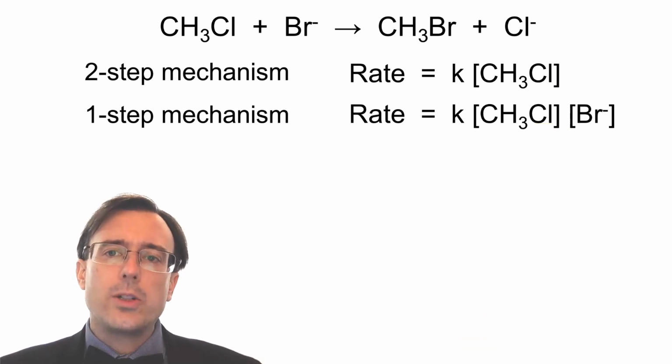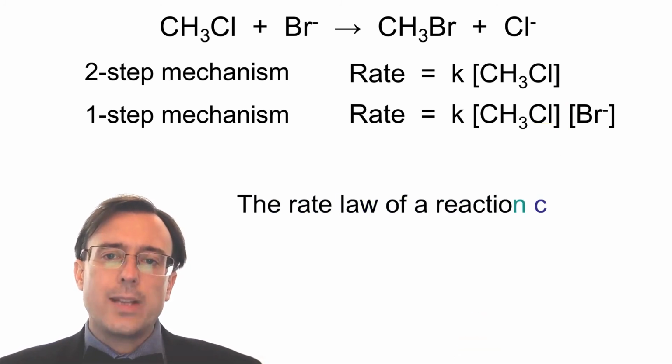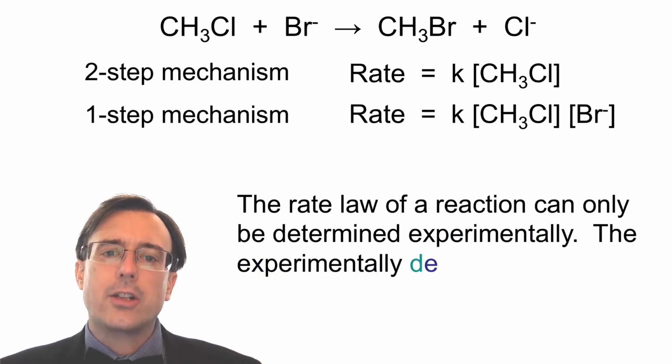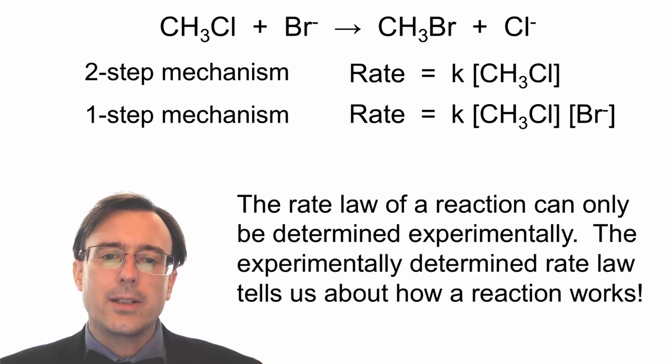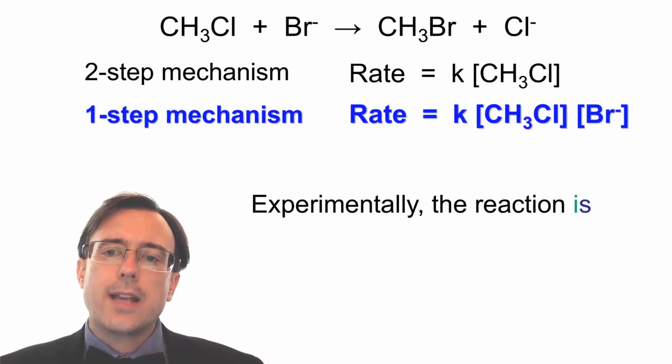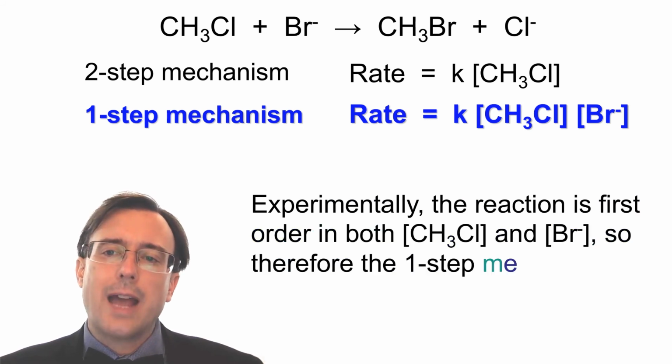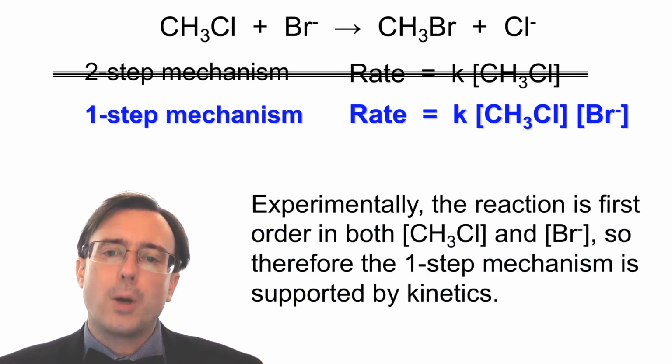Now, before I tell you which one is correct, I do want to emphasize that the rate law of a reaction can only be determined experimentally. The experimentally determined rate law tells us about how a reaction works. It turns out that experimentally, this reaction is first order in both of the reactants, in both chloromethane and bromide. And so therefore, the two-step mechanism is not supported by the kinetics. In fact, it's most likely going to be a one-step mechanism for this chemical reaction.